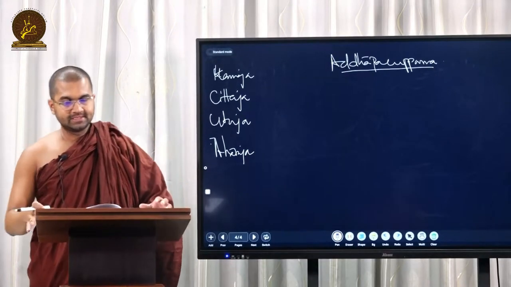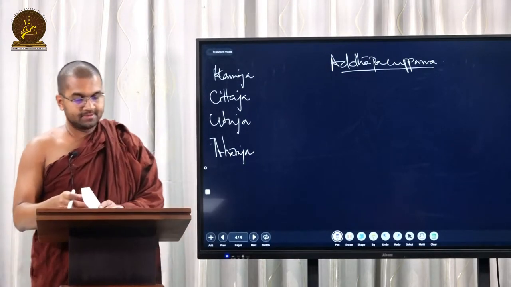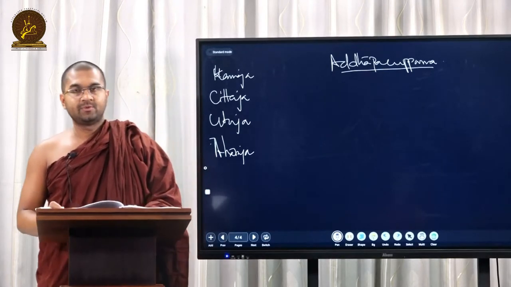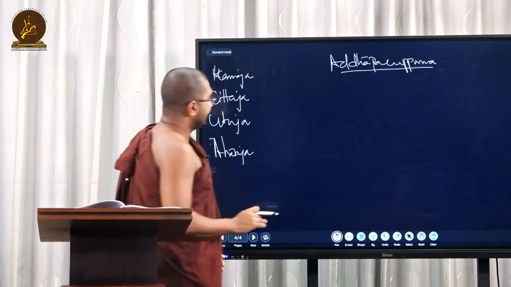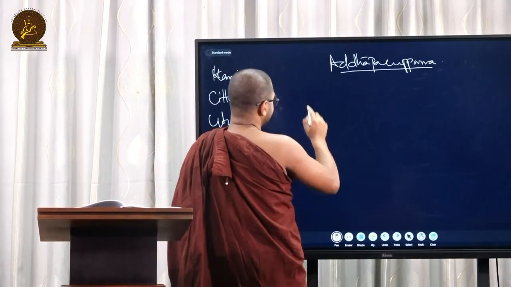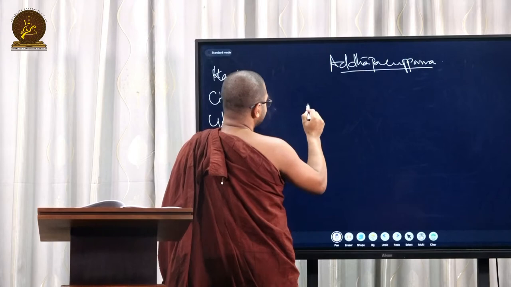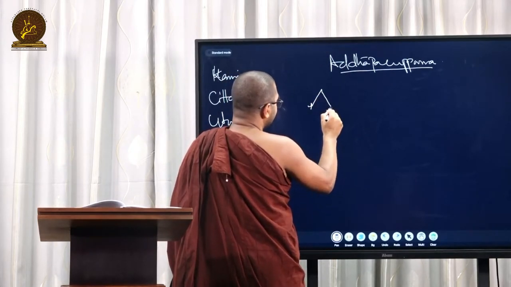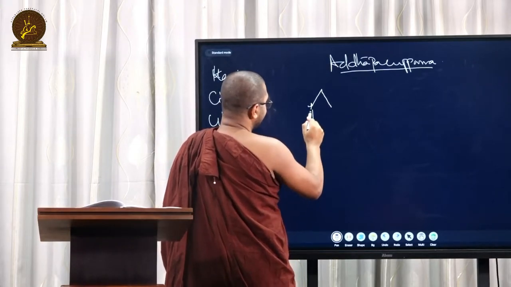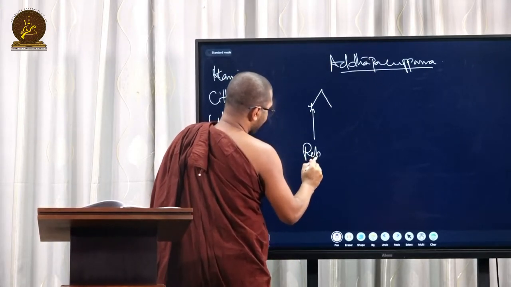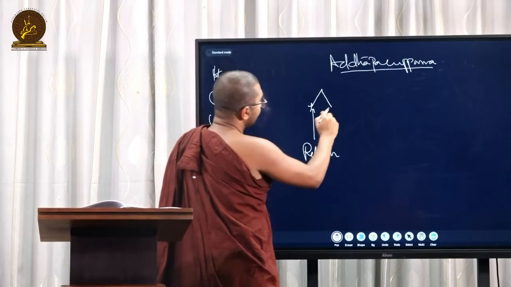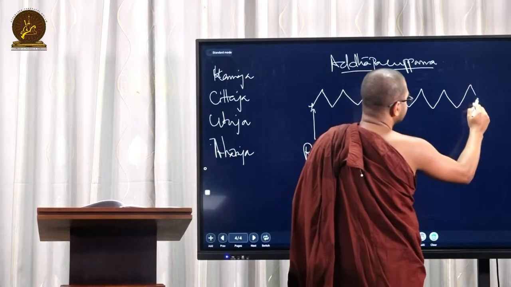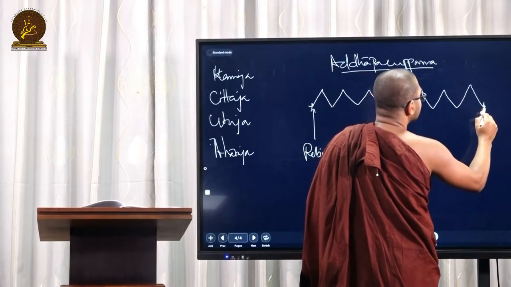Adda Pachupanna means realities that are existing within one life. The beginning of this Adda Pachupanna generation has to be counted from the moment of rebirth. This is the rebirth. Then realities keep on happening. If you think this happens for many years, and now this is the death.